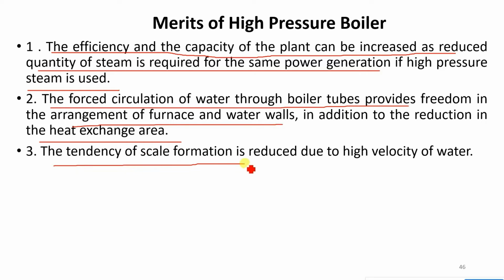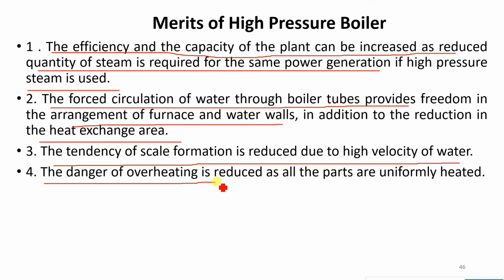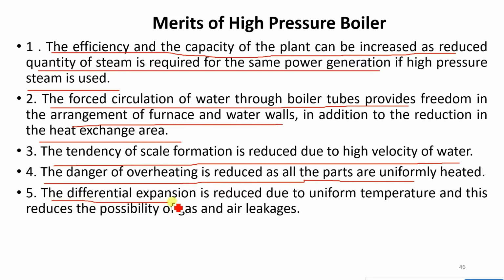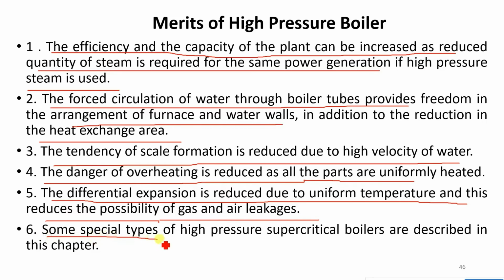The tendency of scale formation is reduced due to the high velocity of water. The danger of overheating is reduced, as all the parts are uniformly heated. The differential expansion is reduced due to uniform temperature, and this reduces the possibility of gas and air leakage. Some special types of high pressure supercritical boilers are described in the chapter. Now I will tell you what is a high pressure supercritical or critical boiler.